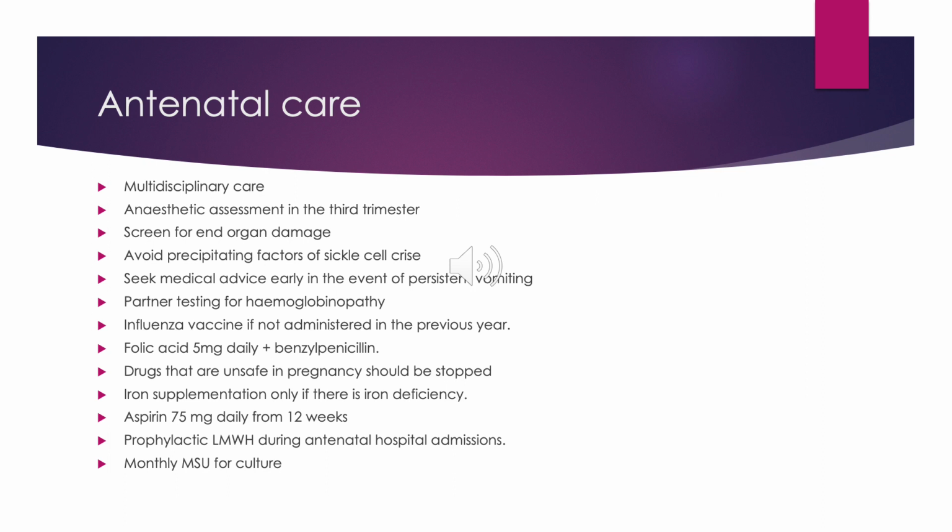Aspirin 75 mg per day from 12 weeks to reduce the risk of preeclampsia. Prophylactic low molecular weight heparin during antenatal hospital admission. Sickle cell disease is a risk factor for venous thromboembolism. Women should be assessed for other risk factors according to the Royal College guideline on venous thromboembolism prophylaxis. We have to send monthly midstream urine analysis for culture and sensitivity.